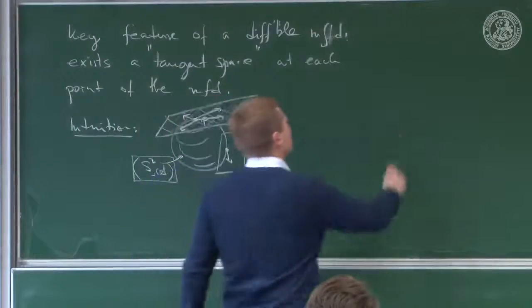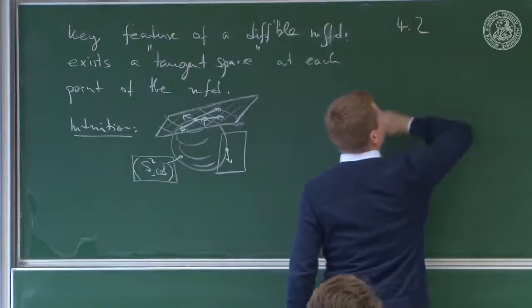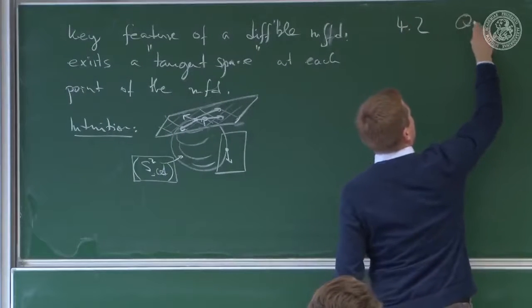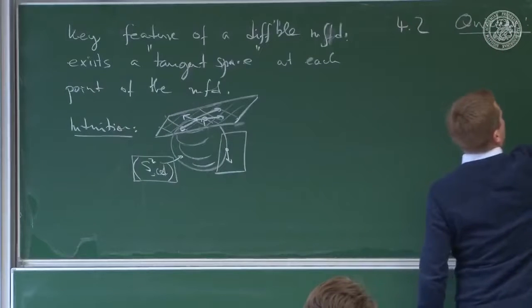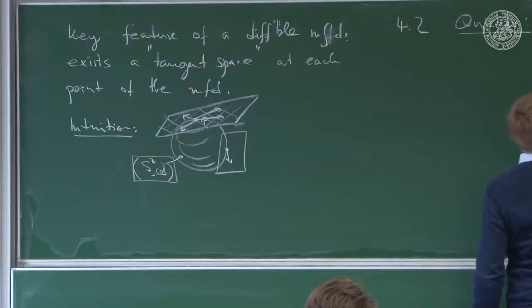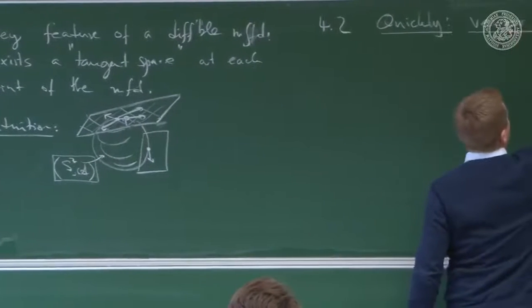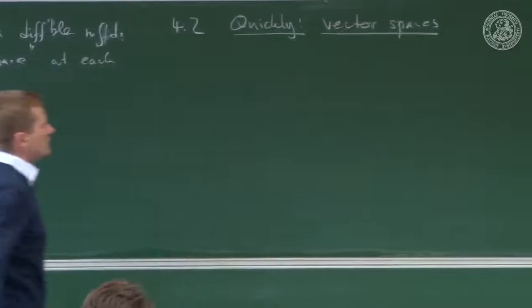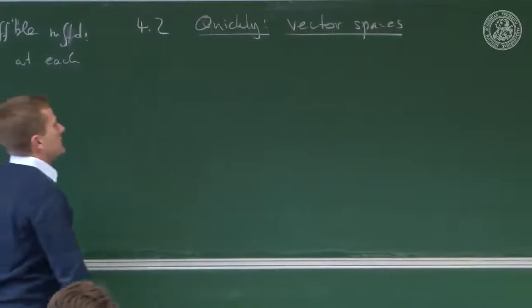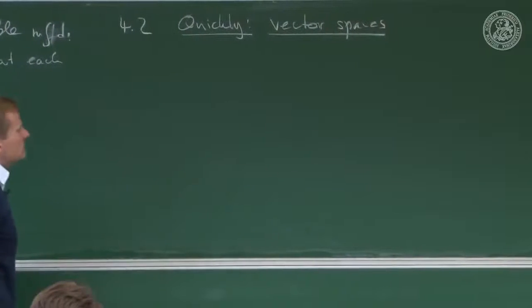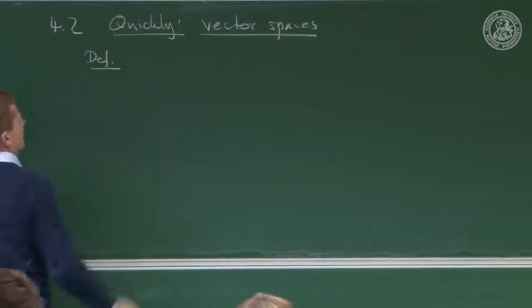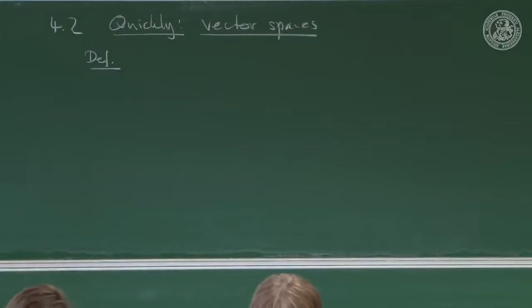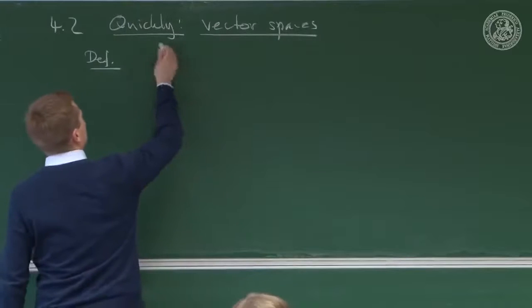Let's have a quick review, 4.2, quickly: vector spaces. So how was that? Well, a vector space is built on a structure that's called a field. Now that's an algebraic field, not what a physicist calls a field, but what a mathematician calls a field.